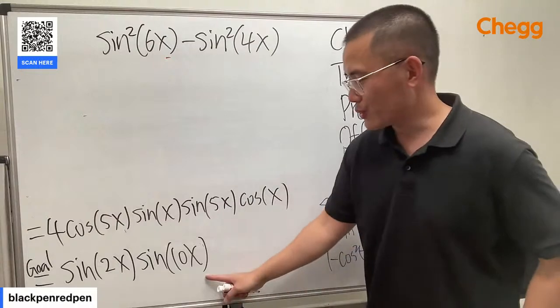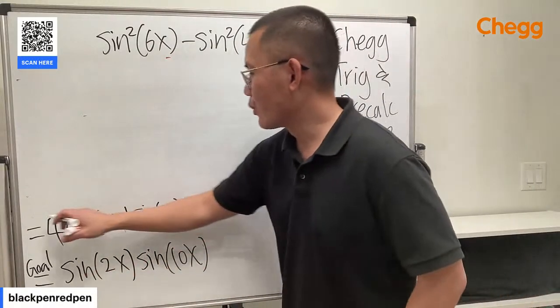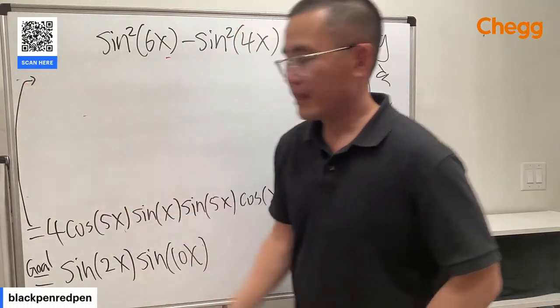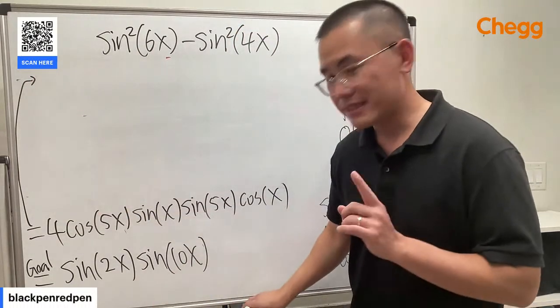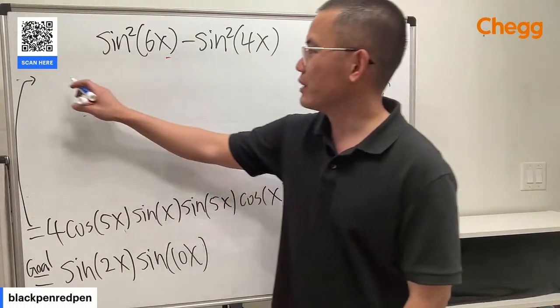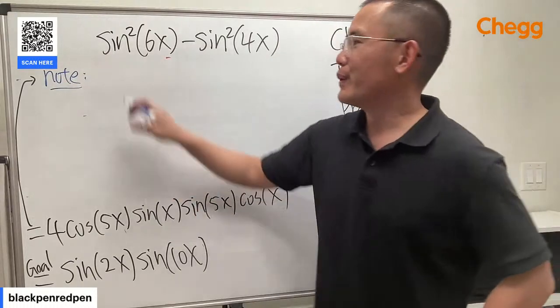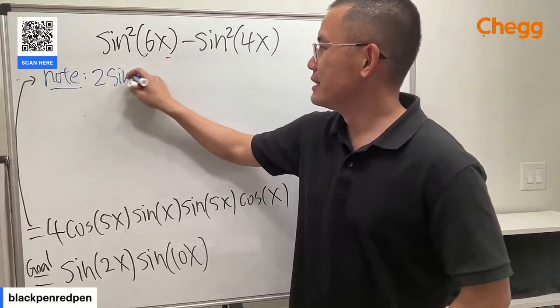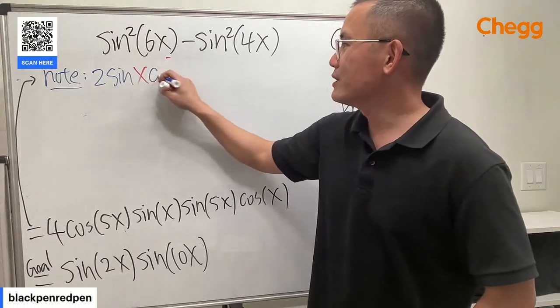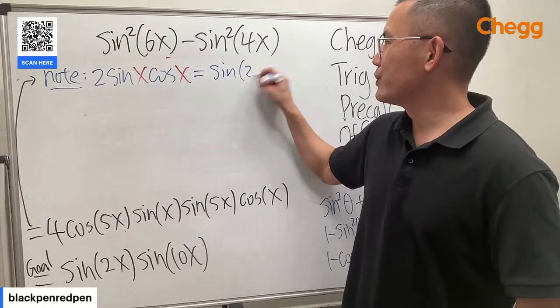Remember, our goal is to show this. So right here, we have this, right? So I'm going to go back to here. Now, I'm going to utilize the double angle identity. Notice we have sine and cosine. So here's the note for you guys. Note: if we have 2 sine x times cosine x, this becomes sine of 2x.